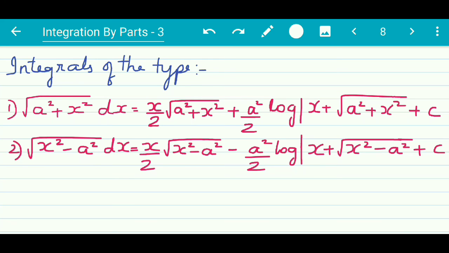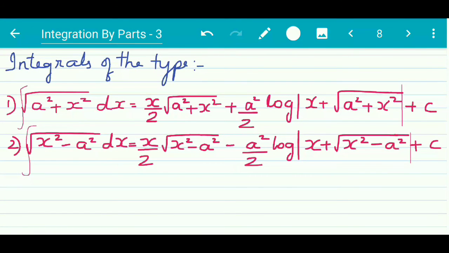Okay. Similarly, for the next type of formula, the integral is root of x square minus a square dx. Actually, I have to put the integral sign over here. So after putting the integral, the first one, that is integral of root of a square plus x square, I already discussed with you. The second one, integral of root of x square minus a square dx becomes x upon 2 root of x square minus a square minus a square upon 2 log of mod of x plus root of x square minus a square plus c. You can compare both the formulae, learn them by heart, and then go on to the sum which we are going to do.